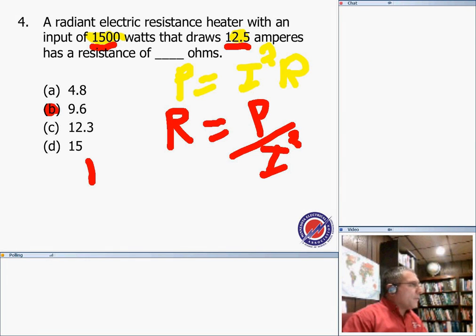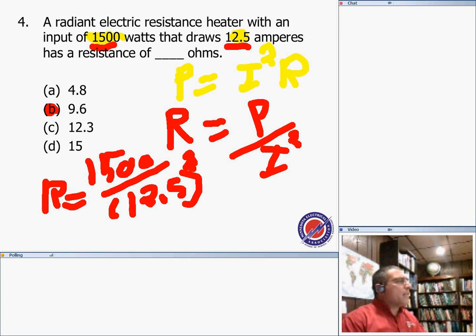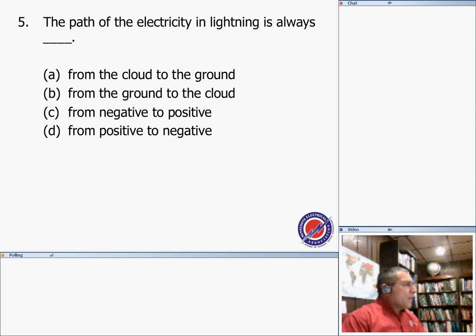This is what we're going to be doing tonight too. So you take the 1500 divided by 2.5 raised to the power of 2, and that should give you the resistor. That's the resistor. And guys, does anybody have any question about that one? I want to make sure that you know how to do that, because that's exactly what we're going to be doing tonight.